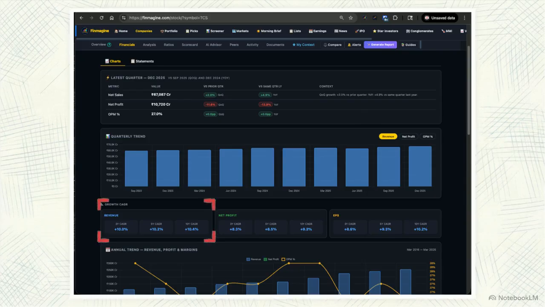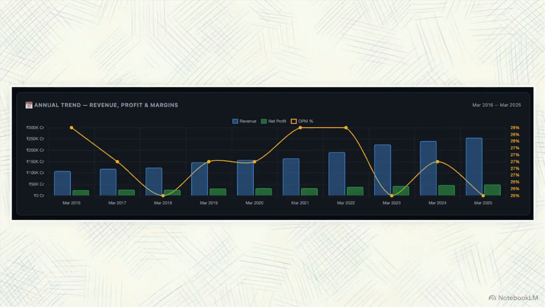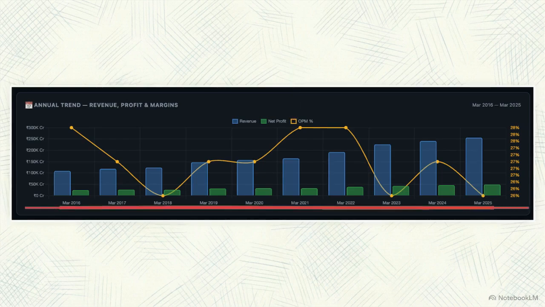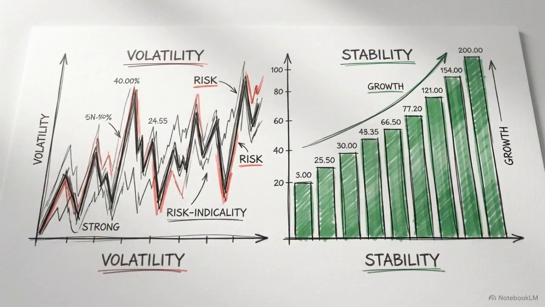The Growth CAGR section tests those recent numbers against long-term structural reality, providing 1-year, 3-year, and 5-year progression rates. This is the annual trend chart. It maps full fiscal years, layering the operating profit margin, the yellow line, over the revenue and profit bars. This reveals whether top-line growth is compounding smoothly or destroying underlying profitability over a full business cycle. A complete macro analysis requires balancing that immediate tactical momentum against long-term historical context and margin stability.